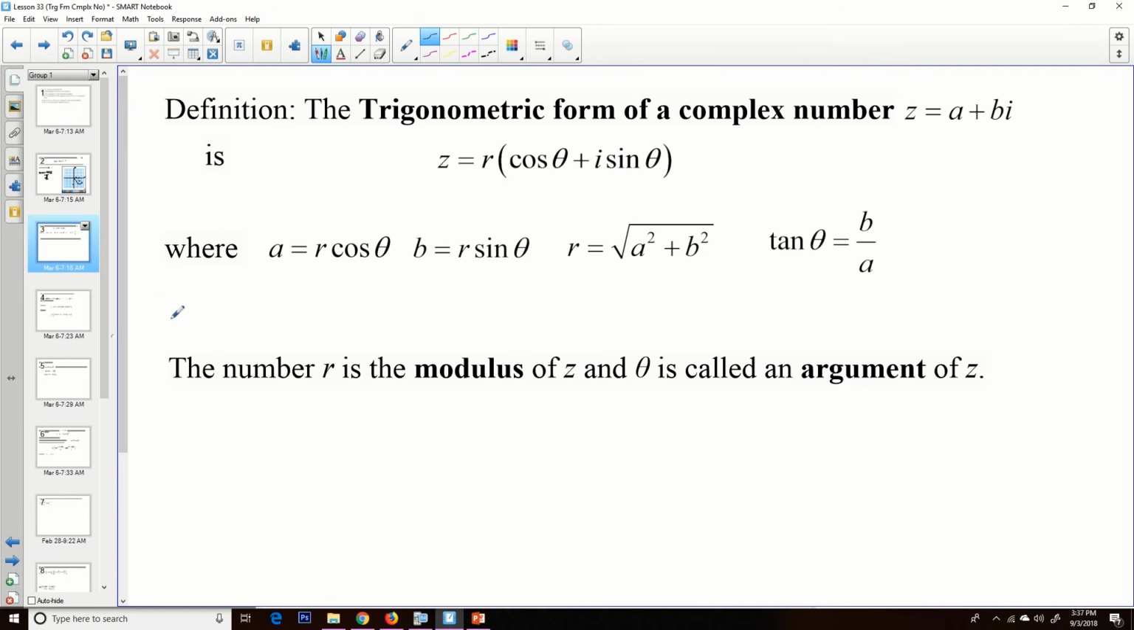Moving on, the trigonometric form of a complex number. If I have z equals a plus bi, then the trigonometric form is going to be z equals r, where r is the absolute value of that, times the cosine of theta plus i times the sine of theta, where a is going to be r cosine theta and b is going to be r sine theta. And then we can figure out tangent by going b over a, where this is the b value, that is the a value. Now the number r is called the modulus of the complex number z, and theta is called the argument of the complex number z.